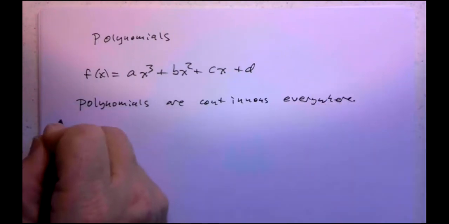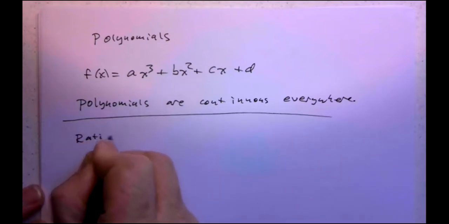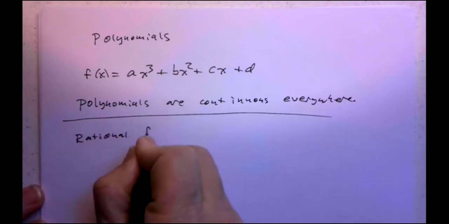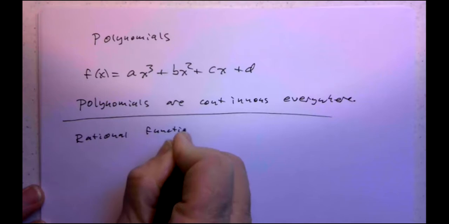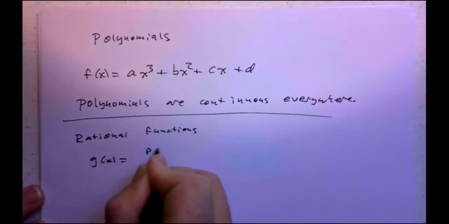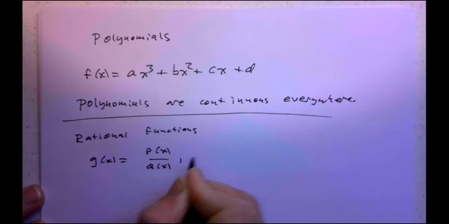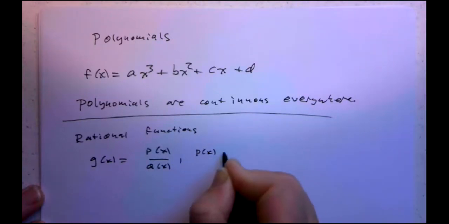Now let's talk about rational functions. A rational function g of x is of the form p of x over q of x, where p of x and q of x are both polynomials.